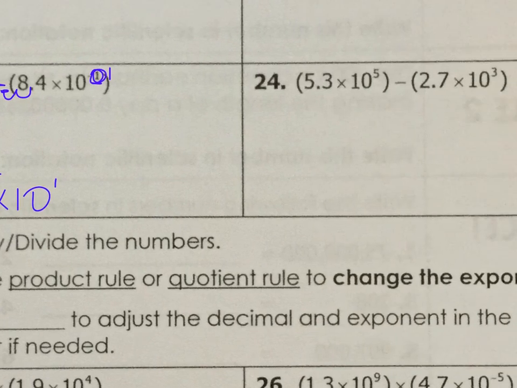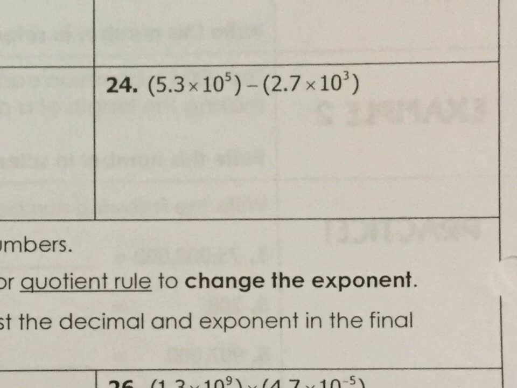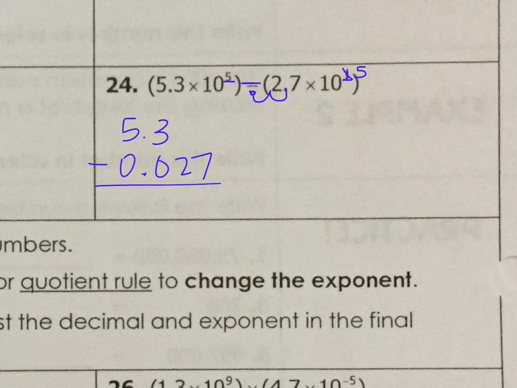All right, last one right here. All right, subtraction. I have a 3 and a 5. To make that 3 become a 5, I got to add 2 to it. So 5.3 minus 0.027. That gives me 5.273 times 10 to the 5th.